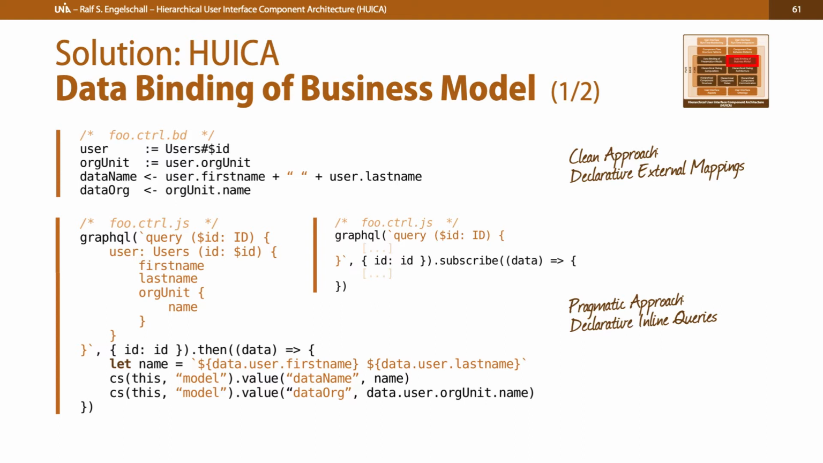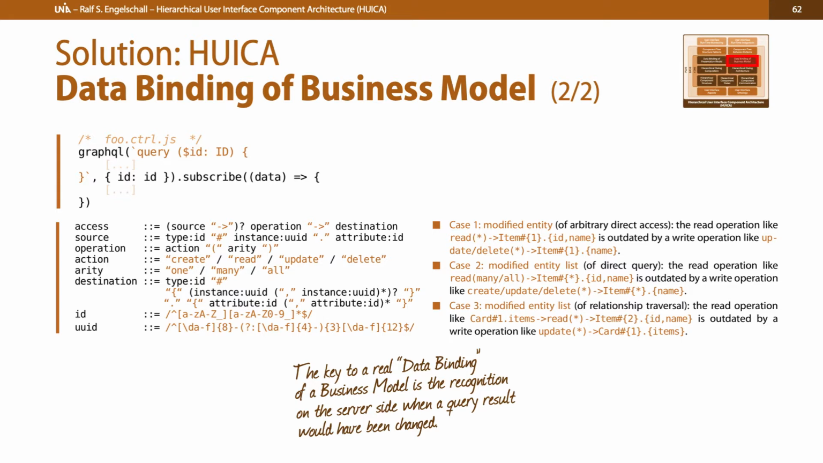The pragmatic approach is once again a declarative inline expression or query-based approach where, for instance, Facebook GraphQL is used to bind information from the backend to the business models inside the front end. The key to a real data binding of a business model is not just this query language. Instead, it is the recognition on the server side when a query result would have been changed, and this way the query is re-executed on the front end side.